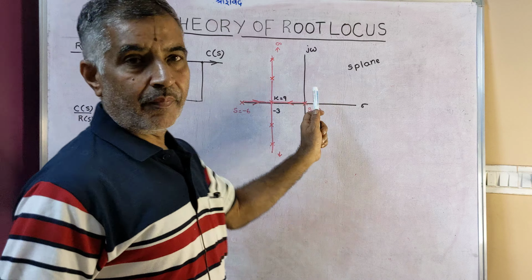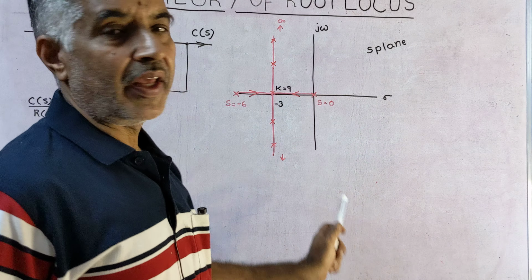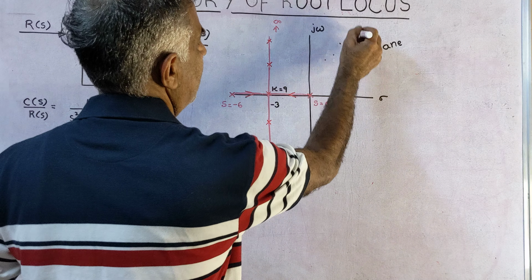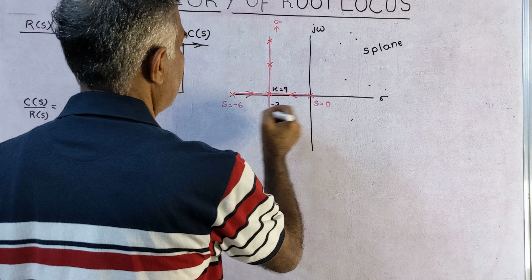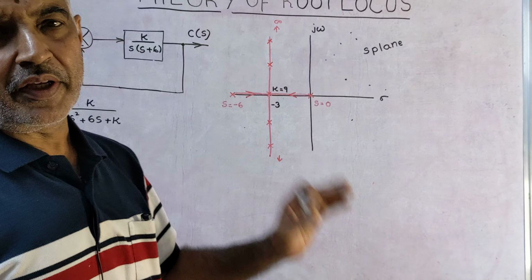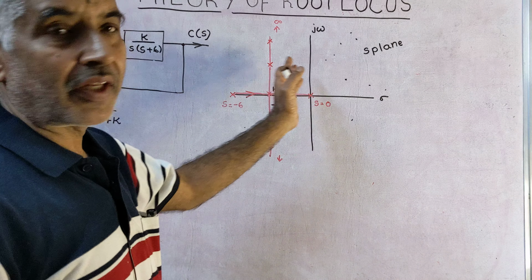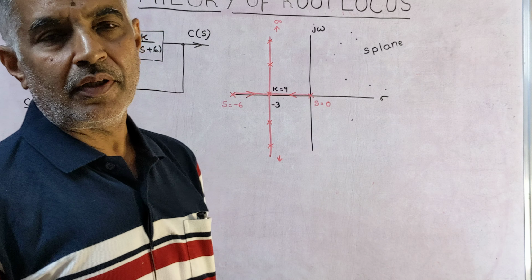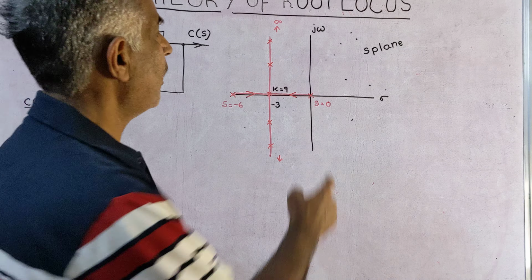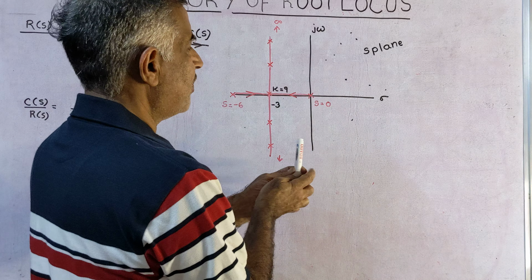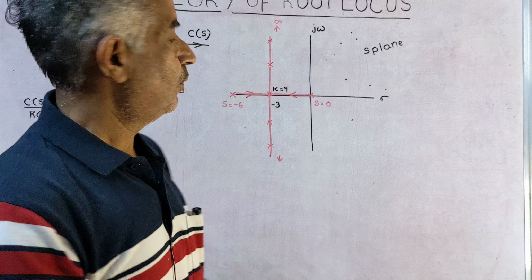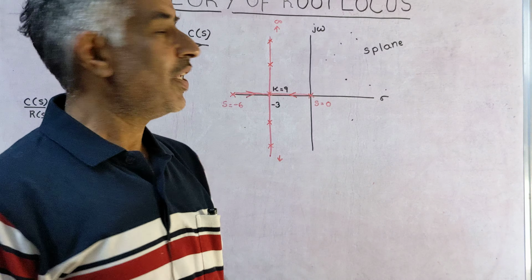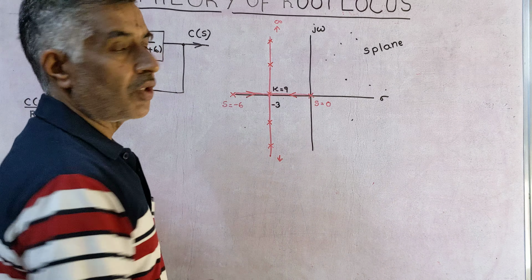See, this is the S plane. On this S plane, there are innumerable points. For example, here, here. So innumerable, infinitesimal points are there on this S plane. Have they all participated in the root locus? For example, take this point. Is this point on the root locus? No. Is this point on the root locus? No. There are only selected points which are on the root locus.